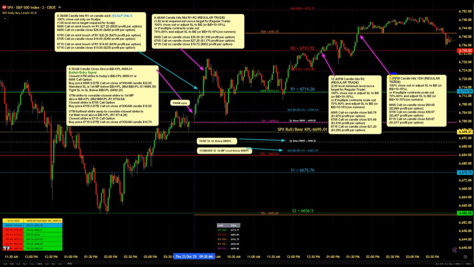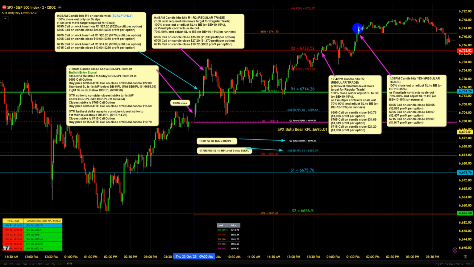So in this case, at 1:38 p.m., this candle hits the YDH. So on a regular trade, since this YDH level is beyond the minimum 1.5 level move in your favor, this would be another decision point of whether to close out, adjust your stop loss, or scale out as you had before.